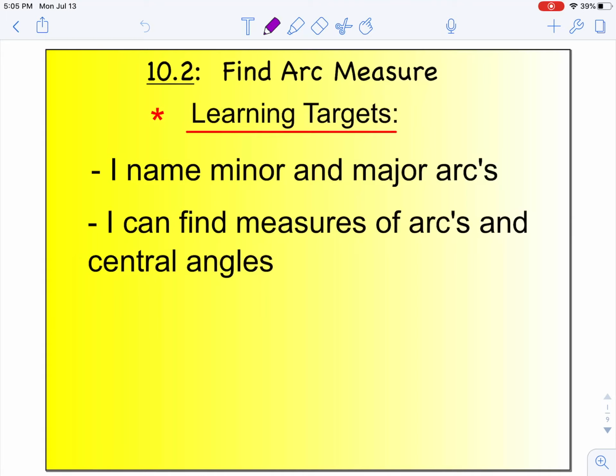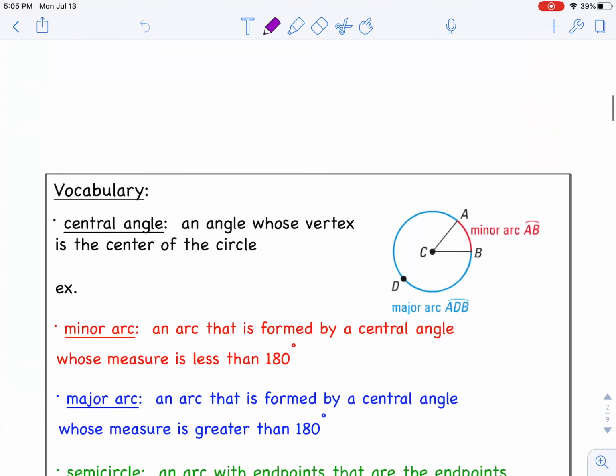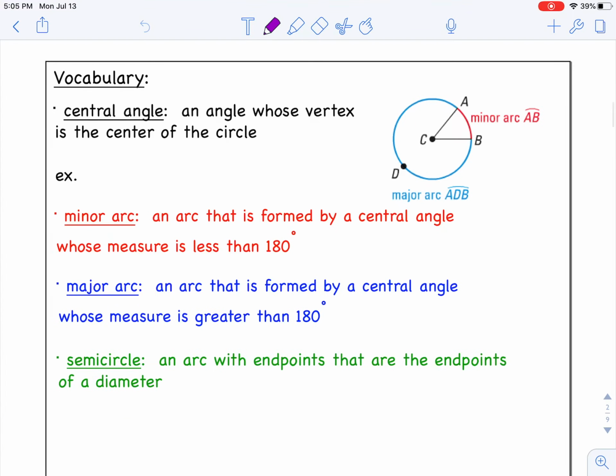Section 10.2, we're going to find arc measures and learn about arc measures. So we're going to name some minor and major arcs and find measures of arcs and central angles. So let's start with some vocabulary.